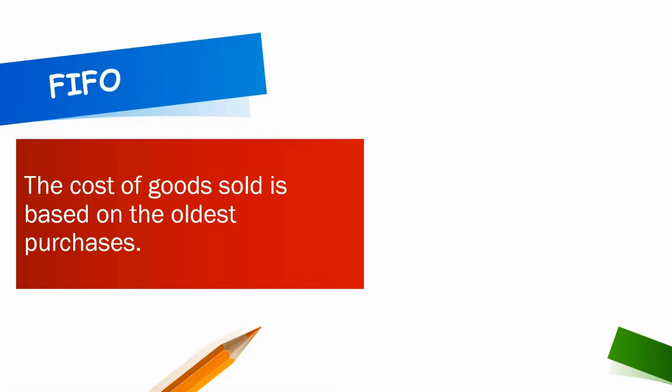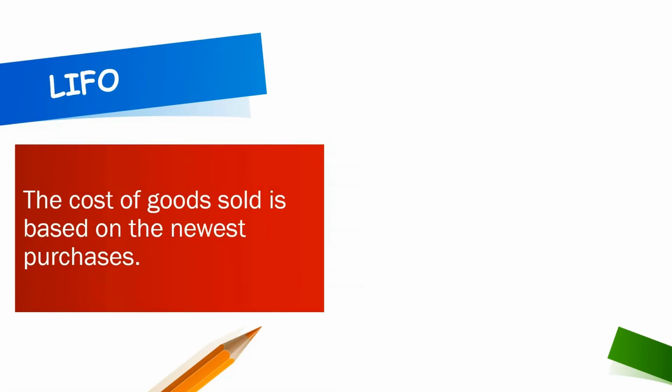Now let's take a look at LIFO. So essentially, LIFO is the opposite of FIFO. Whereas in FIFO, the first set of inventory is the first to go out, in LIFO, the last set of inventory or the newest inventory is the first to go out. So again, our last purchase would be the first out of our warehouse when we're going to make a sale.